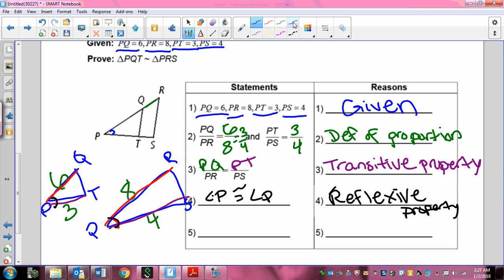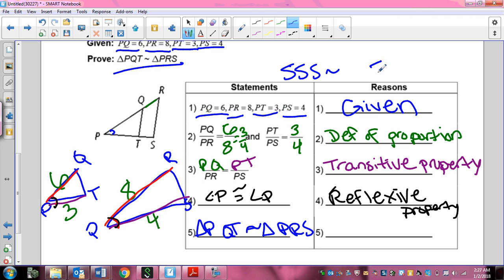Number 5 says, my triangle, what am I trying to prove? Right here. Triangle PQT is similar to triangle PRS. Why do I know my triangles are similar? We only have two things so far. We have a side similarity and side angle side similarity. We do not have all three sides, like I said. We only have two sides, but we have the angle in between them now. So I know that that is because of side angle side similarity. All right, guys, I hope you had a good time, and I will see you in class.